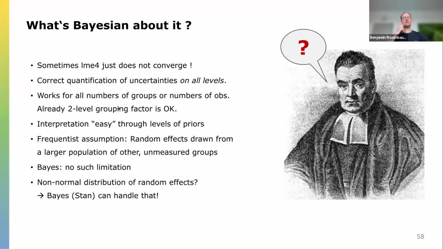Sometimes there are some limitations in the frequentist framework. For instance, it will be hard to fit a model where your random grouping factor only has 2 levels. In a Bayesian framework, that is not a problem at all. You can easily fit models with just 2 levels of the random grouping factor. I would say the interpretation is, at least for me, easier, understanding this in a Bayesian framework through the different levels of hierarchy.